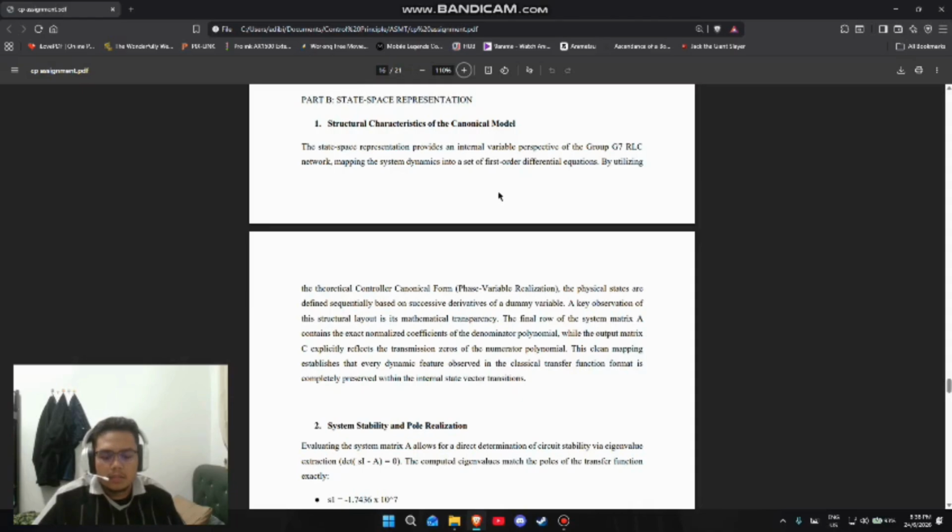To check internal stability, we extract the eigenvalues from our system matrix A. As you can see, we obtain four distinct negative real eigenvalues. Because these eigenvalues are strictly negative, it satisfies the requirement for absolute stability. Physically, this means that any transition energy temporarily stored inside our circuit's reactive components, our inductor and capacitor, will naturally and safely drain out through our resistor over time. The system will always stay bounded and under control.